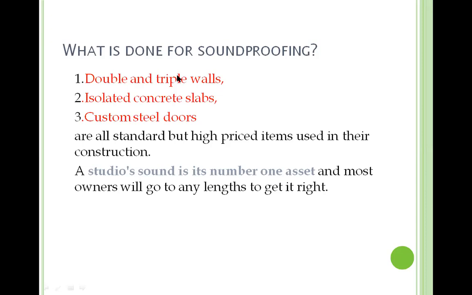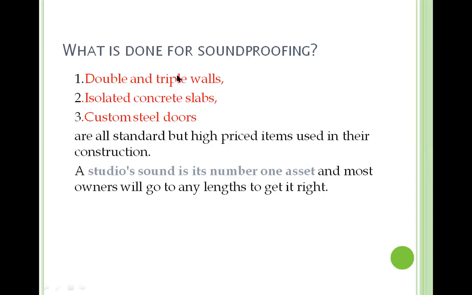Next is concrete slabs. Concrete slabs on top of that room. If we want to convert a classroom, we should provide that the flooring and the ceiling of any room directly should not be in contact with other structures. In short, they should be isolated. That is why if we go to any recording studio, we observe different types of isolations.